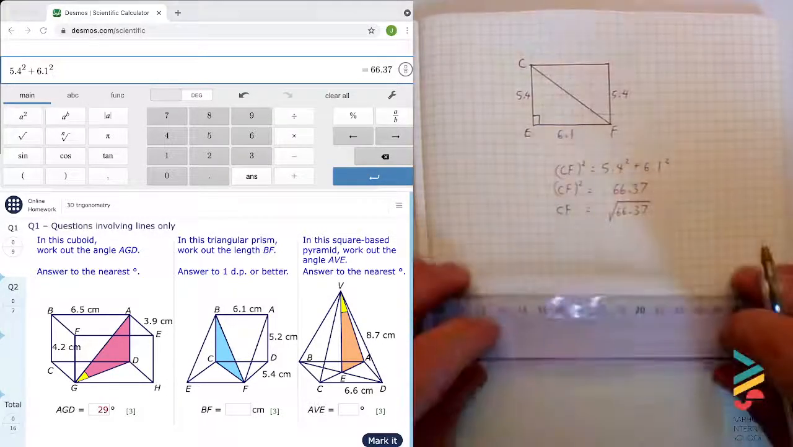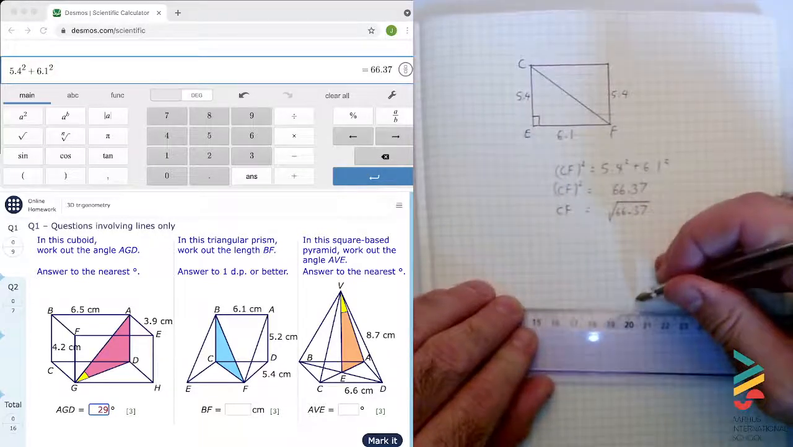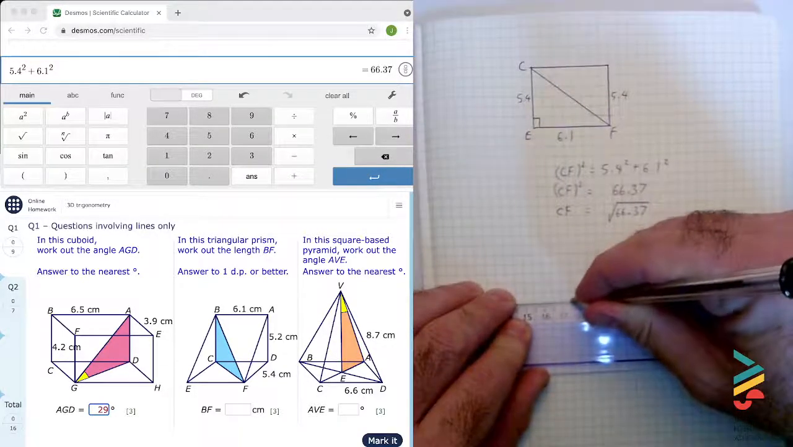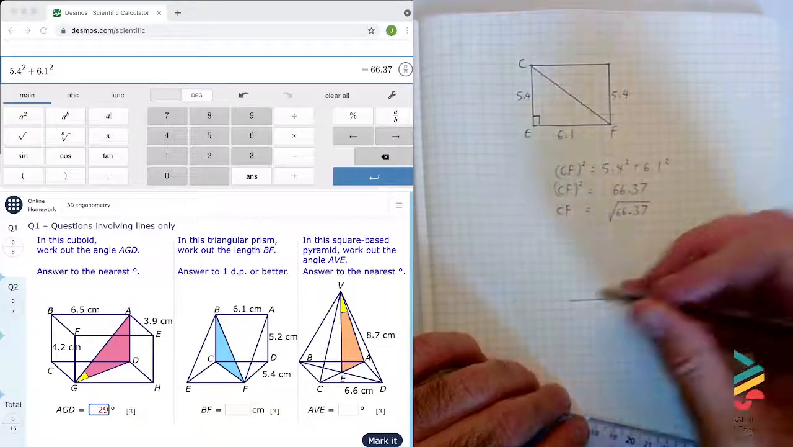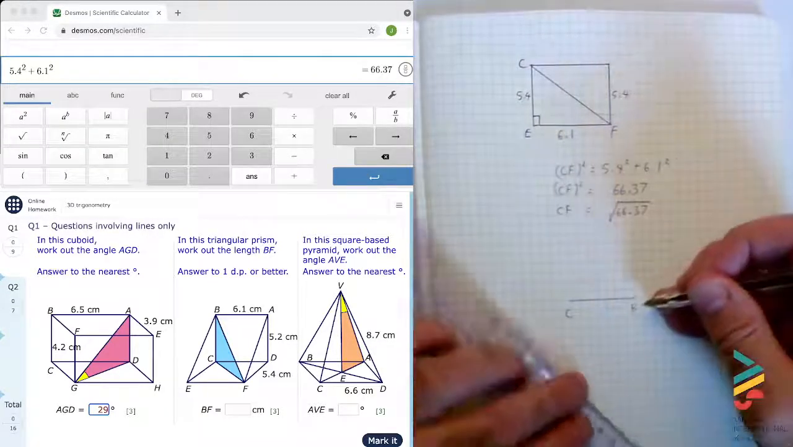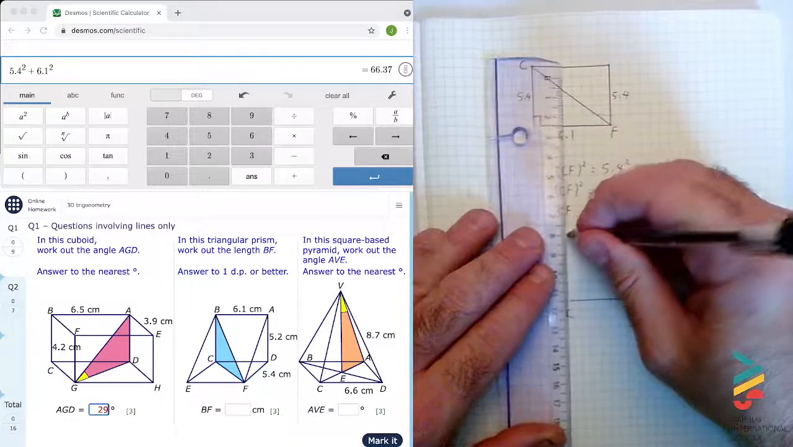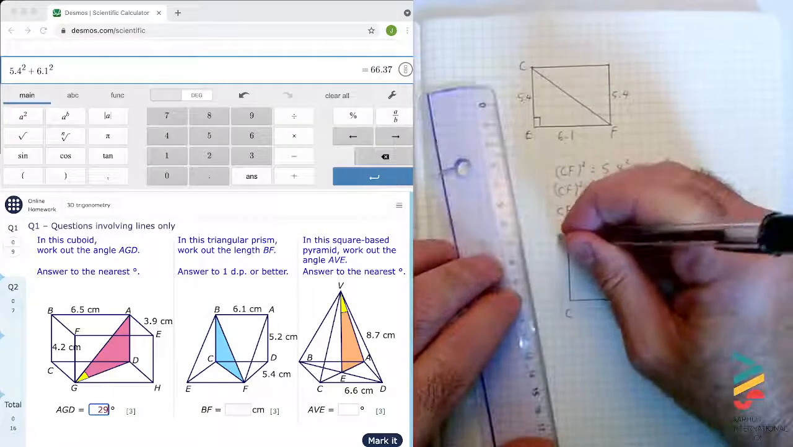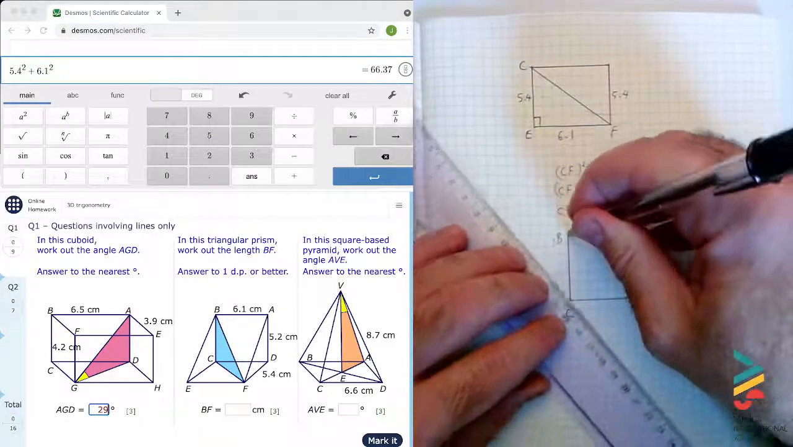Okay, so now thinking about the blue triangle. The blue triangle is CF at the base and B up there.